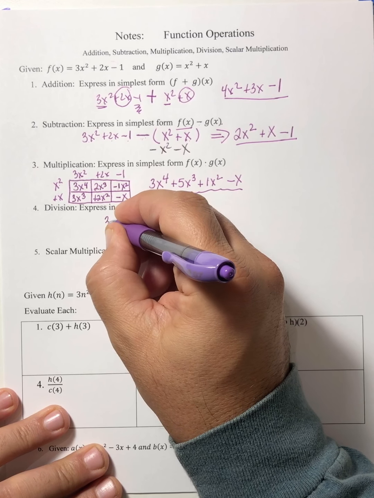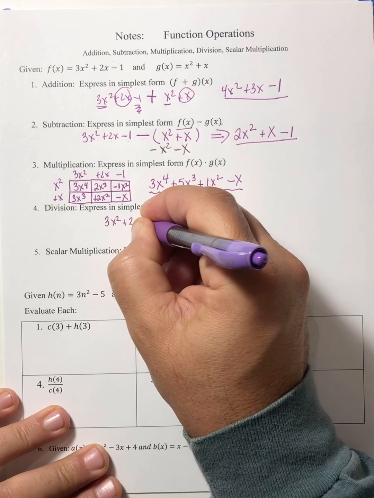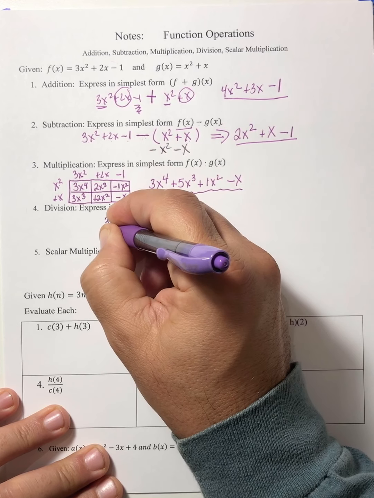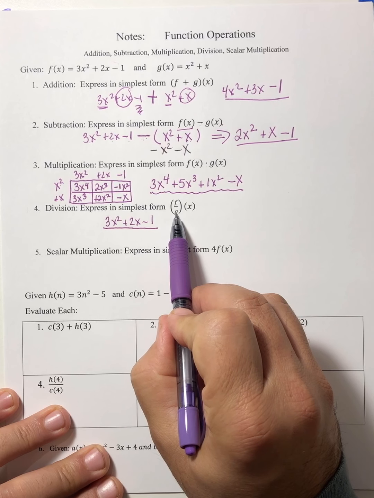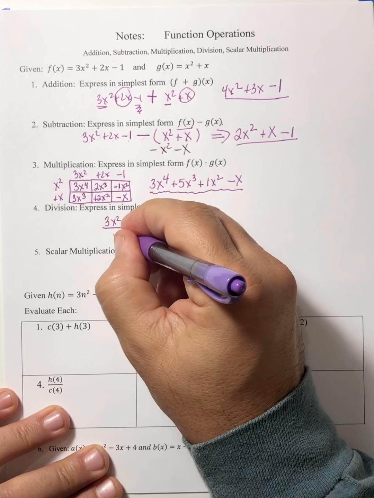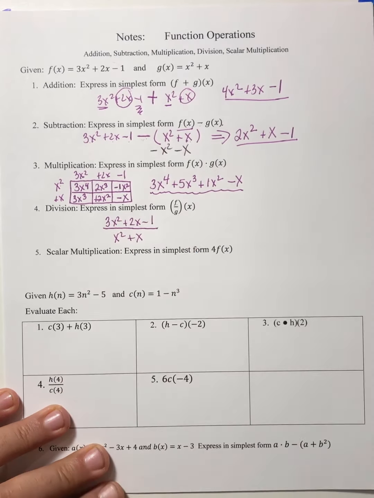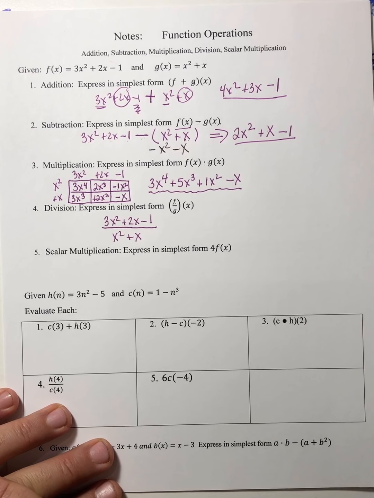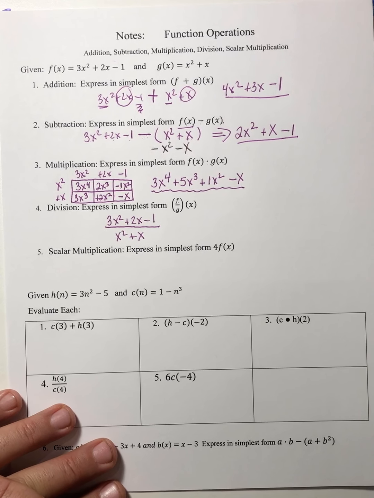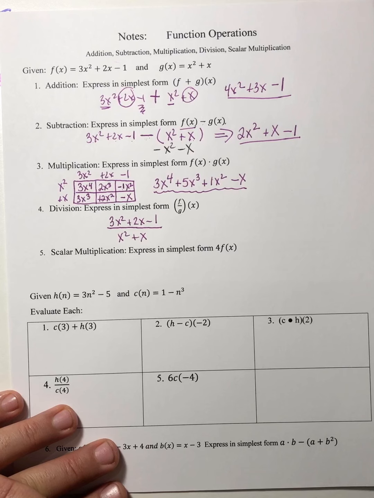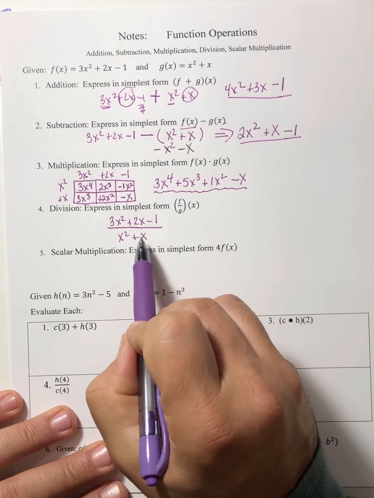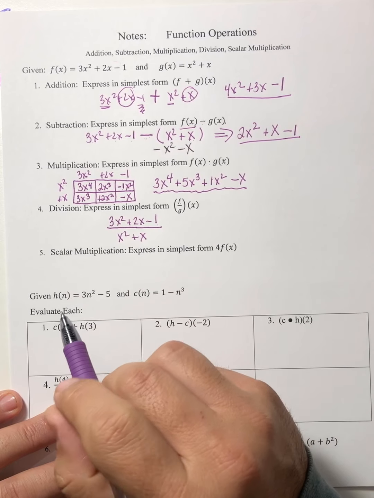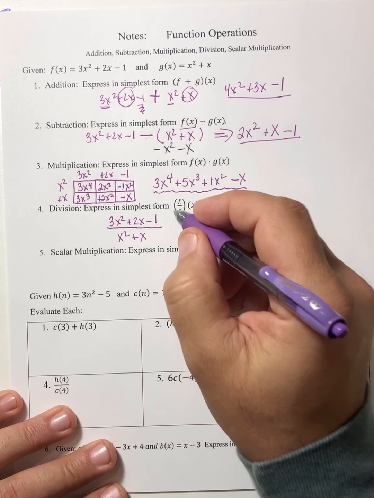So I have 3x squared plus 2x minus 1 over, g is on the bottom, so we put g on the bottom, x squared plus x. Now, it says in simplest form. So we actually have to do what's called factor and cancel on this one. We're going to factor the top, factor the bottom, and then cancel out what they have in common.